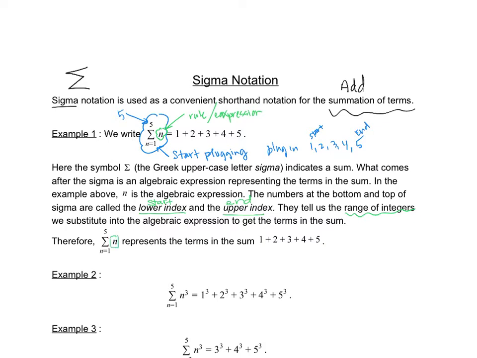It's kind of boring because it's just n. So when we plug a 1 in, we get 1. You plug a 2 into that, you get 2. Plug a 3 and you get 3. 4 and you get 4. 5, you get 5. And then again, that sigma means add. And so this will be equal to 15.